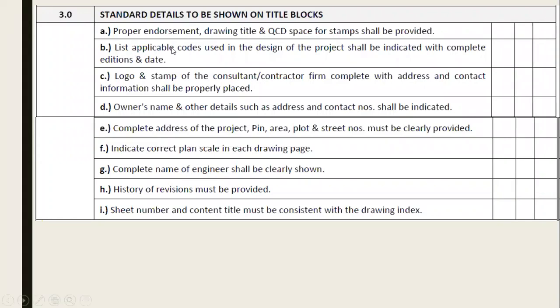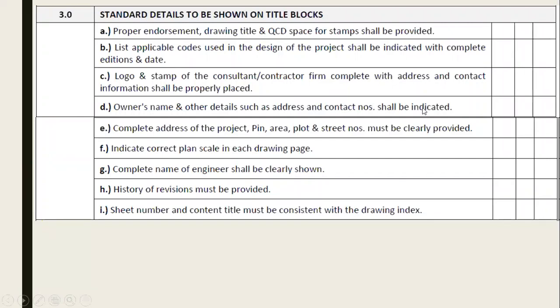List applicable codes used in the design of the project. They shall be indicated with the complete edition and the date. Okay, put it on the title block. Logo and the stamp of the consultant and the contractor, complete with address and contact information, should be properly placed. The owner name and the other details, address, contact numbers, etc., shall be indicated.